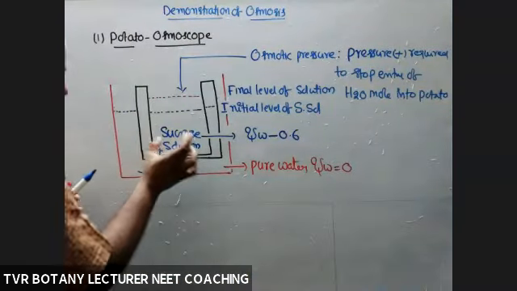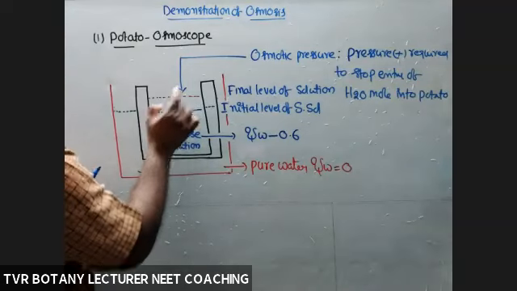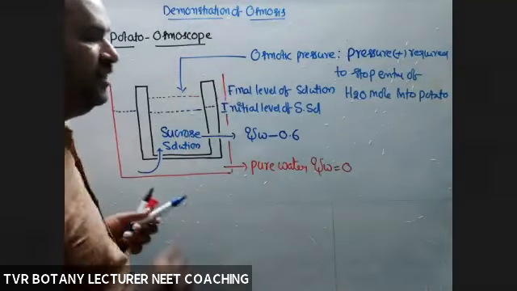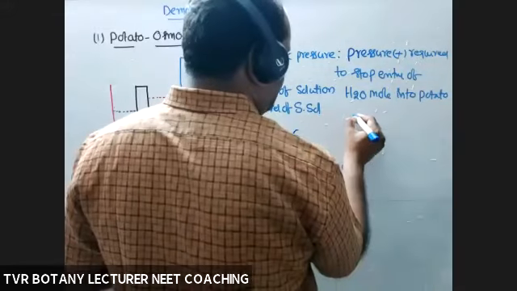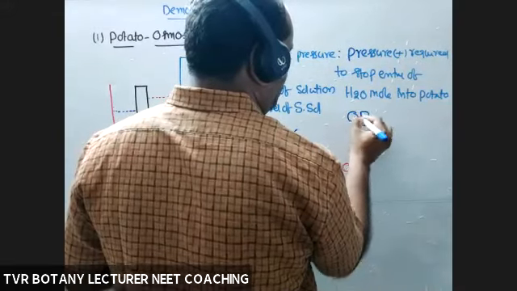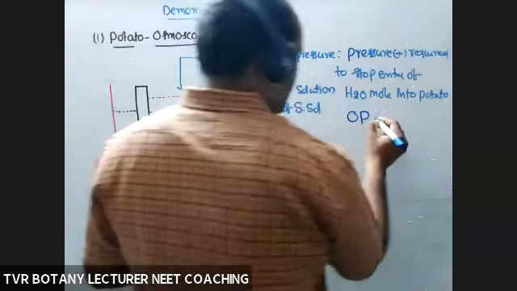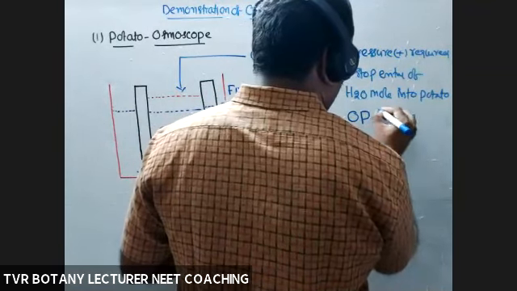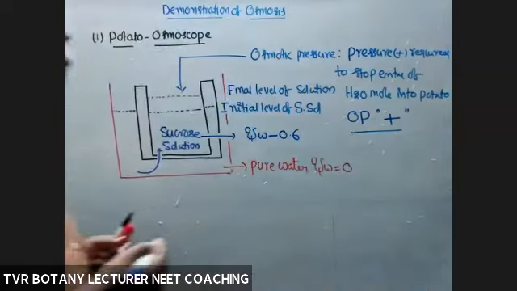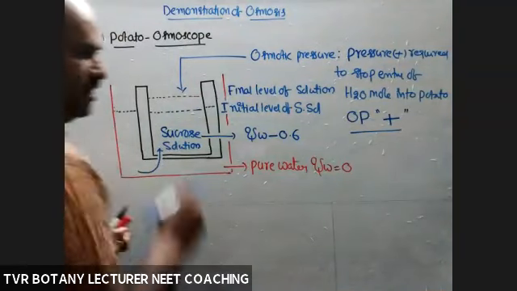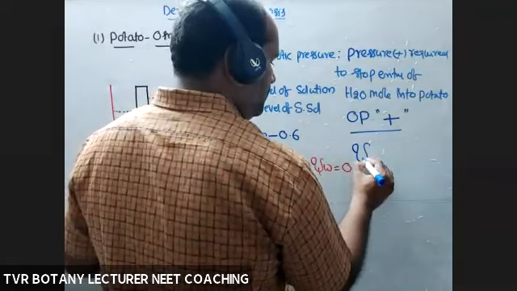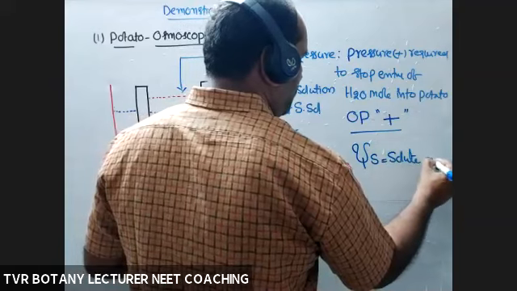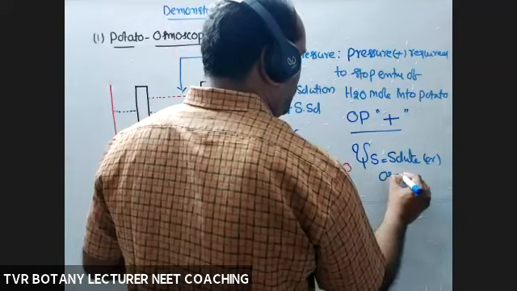Simple thing, if the sucrose column is raised, definitely some pressure is created. That pressure, simply to understand, is osmotic pressure. So the sign of osmotic pressure, OP, is a positive sign only. Simply positive hydrostatic pressure. But what about psi S? Psi S is nothing but a solute or osmotic potential.